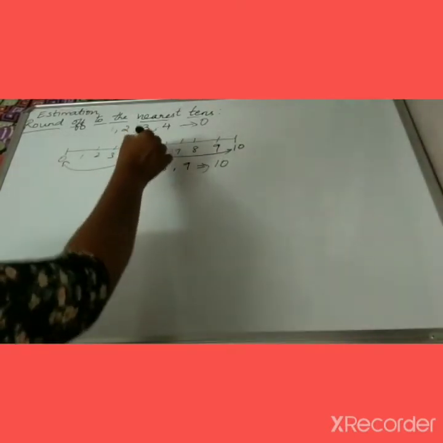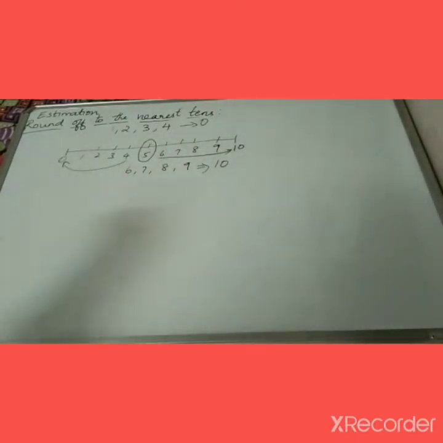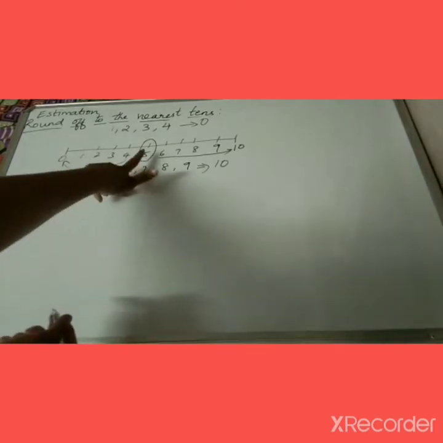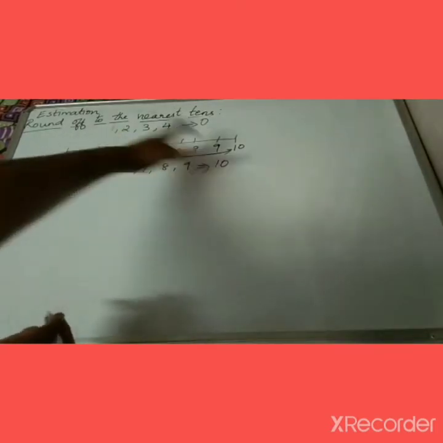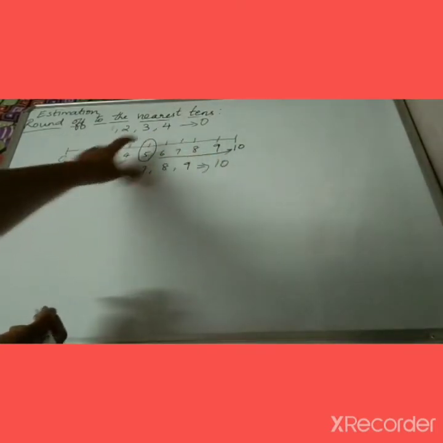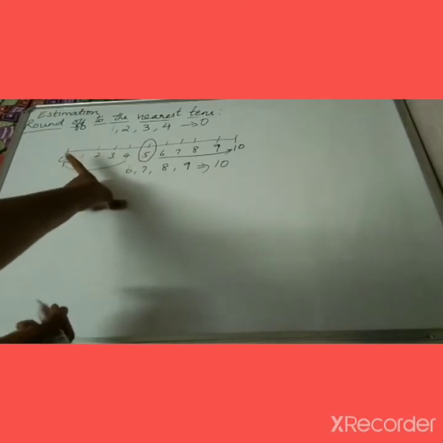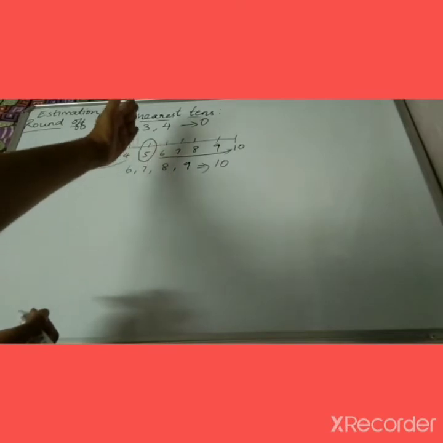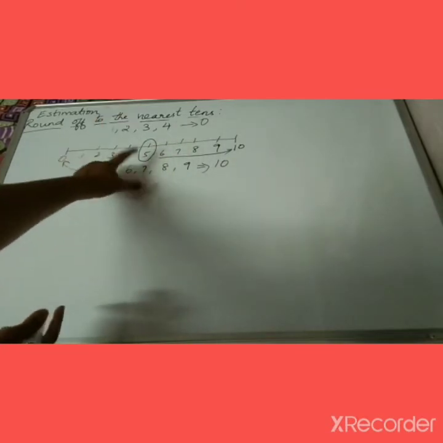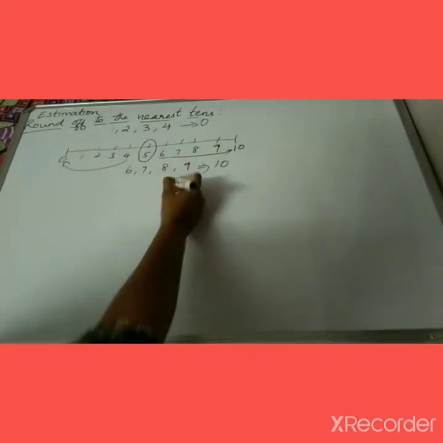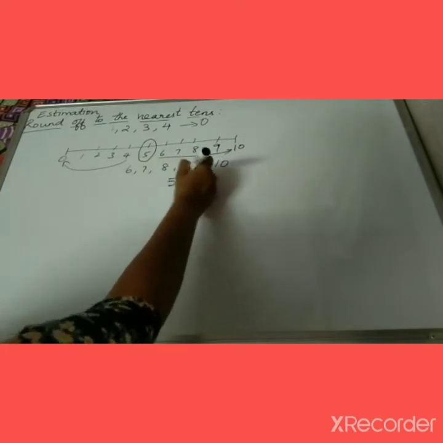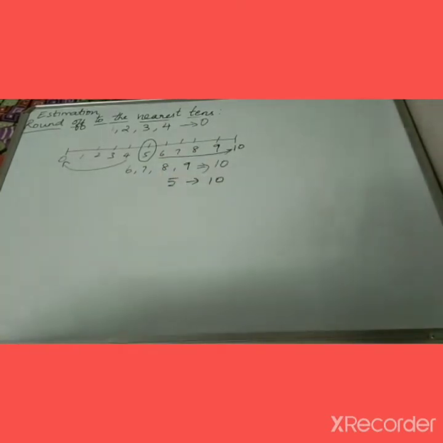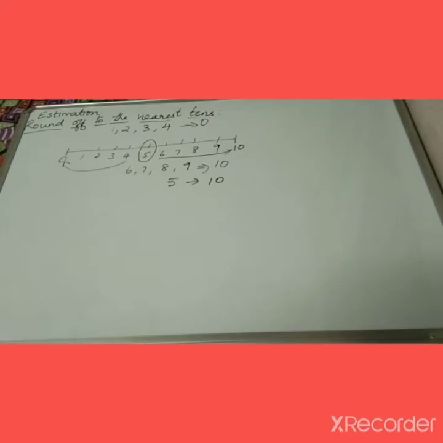Now what about this 5? This number 5 is equidistant from 0 and 10. This 5 is at equal distance from 0 and 10. And so for 5, our common practice is to round it off to 10 also. Clear? Now I will give you an example.